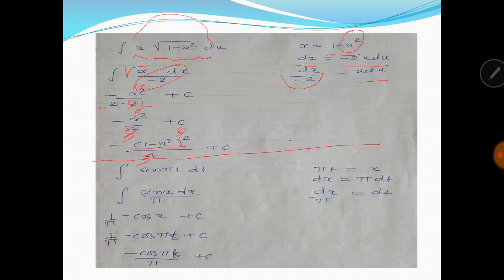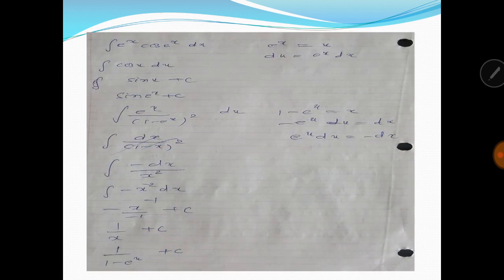Now we're doing the integration of the trigonometric function sine pi t. So you just replace pi t by x. So dx is equal to pi dt. So dx divided by pi equals dt. Now you replace pi t by x and dt by dx divided by pi. Now you know the integration of sine x is minus cosine x. So you just write minus cosine x and replace x by pi t. So this is your final answer.